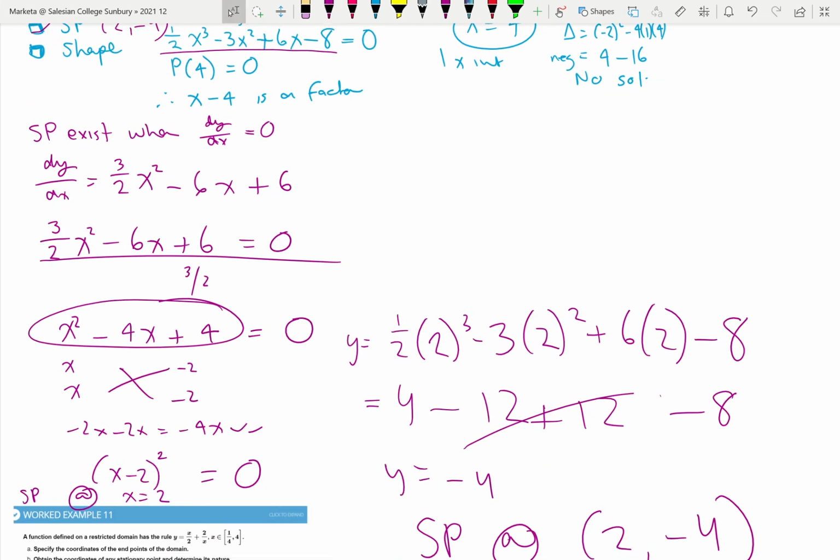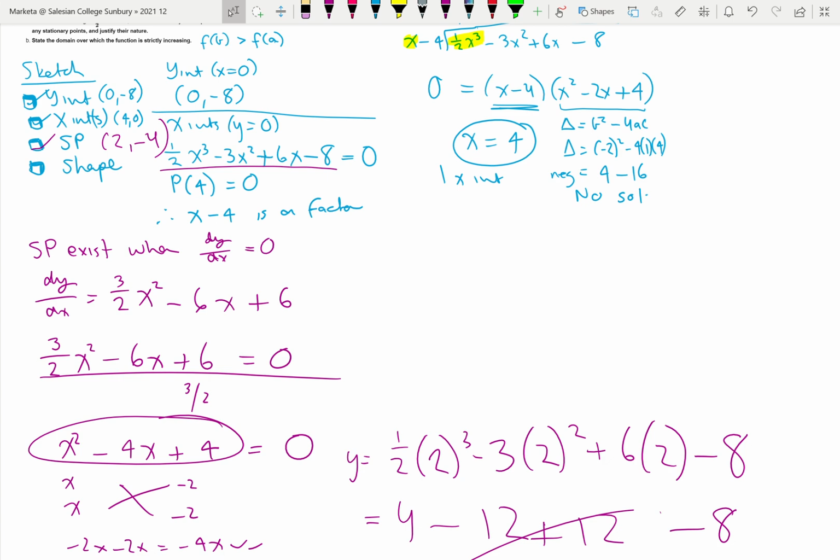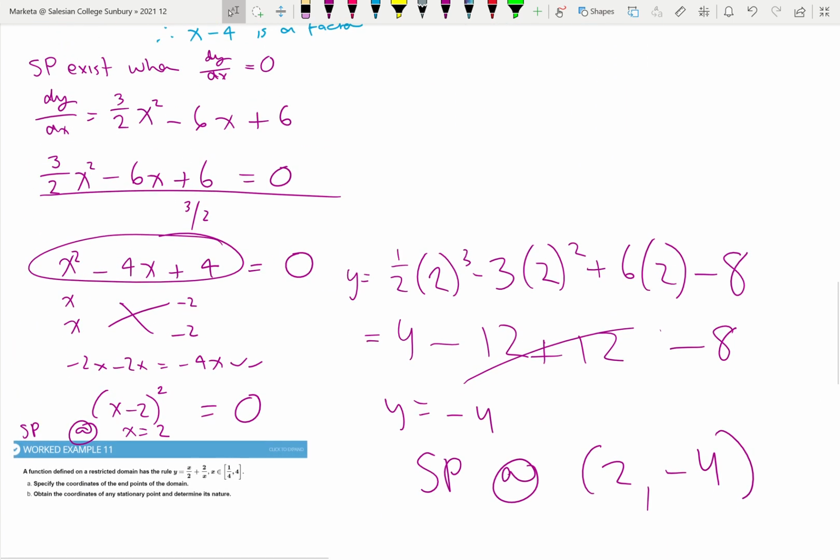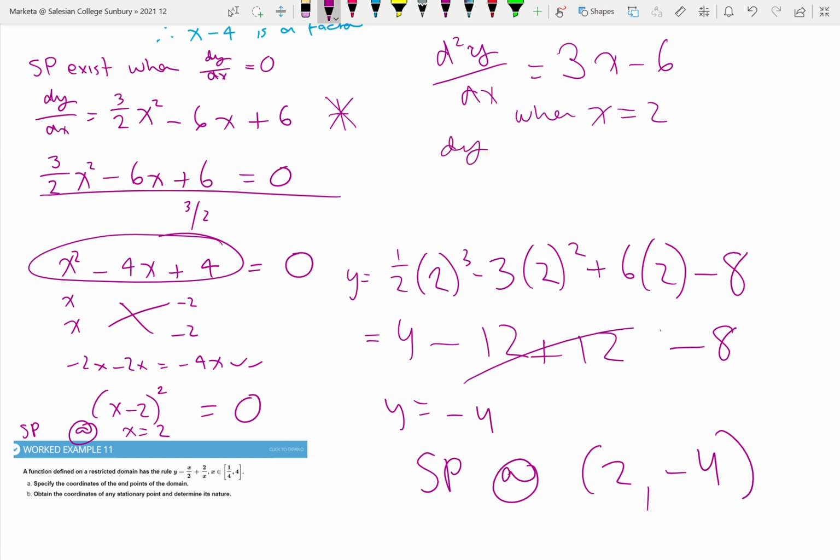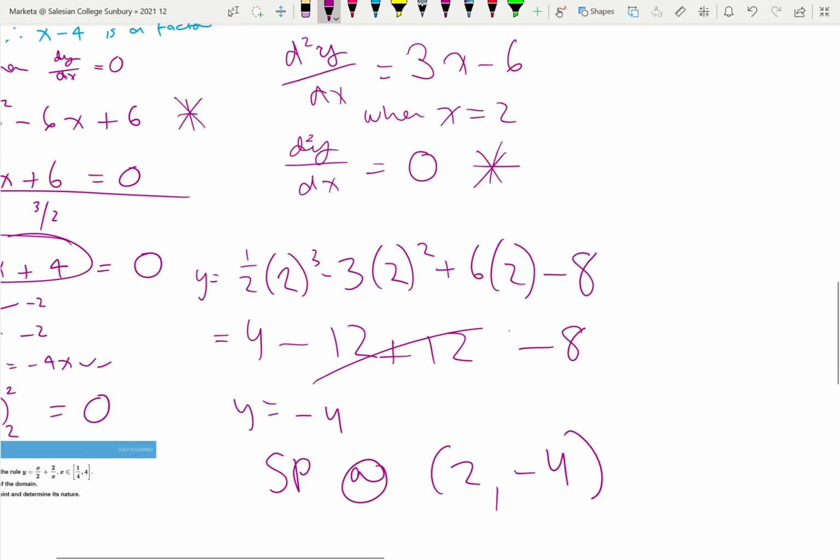And now if we're determining the nature of that stationary point, I'm going to go for the double derivative, and our derivative function is here. So our double derivative, d2y over dx2, is going to equal 2 times 3 is 6, so 6x minus 6. And then let's sub in when x equals 2. And it's a little bit annoying because that equals 0. So this is one of those ones where we have to say, well, what could it be? And we actually do have to do the little table in order to find that out.